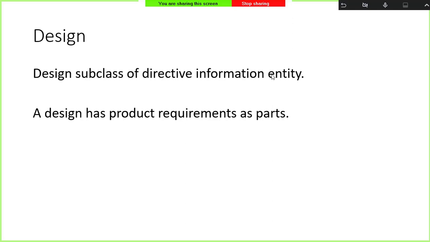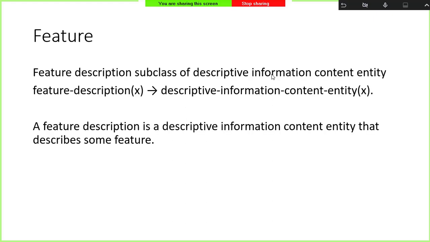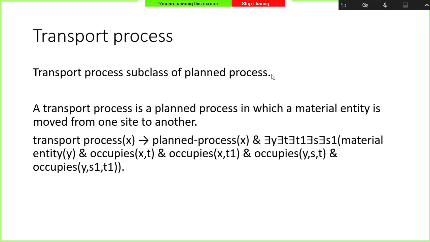The important thing is that a design is a kind of directive information entity. You don't create designs for fun in the manufacturing world. You create designs because you want to change the world so that it includes entities that conform to your design. That's what a directive information entity is. And then a feature. Now, I think this is just a grocery list. It can be anything. A feature can be a quality, a characteristic, a part. But a feature description is a descriptive information content entity. We can certainly say that.